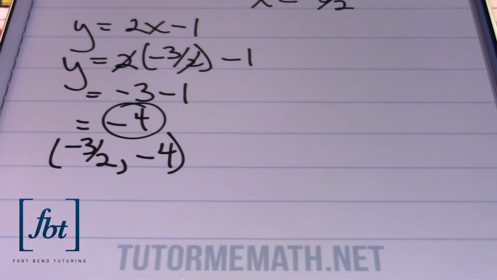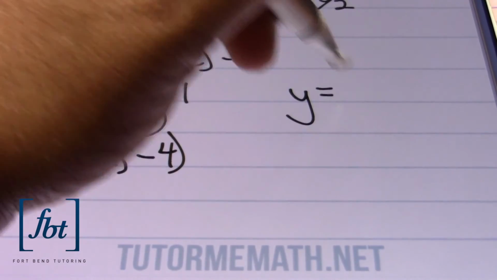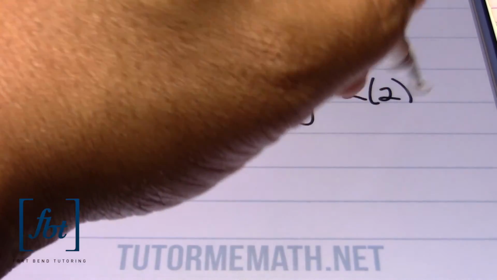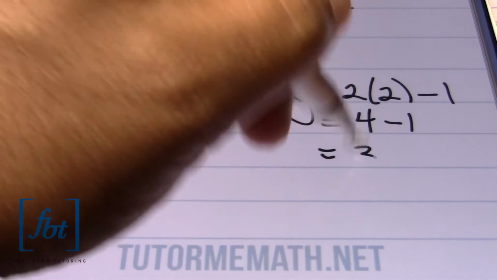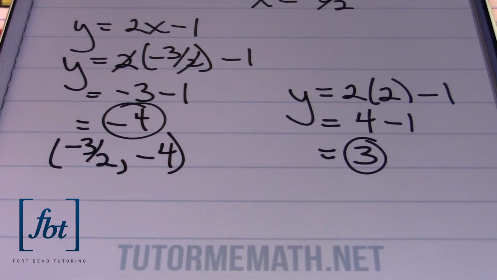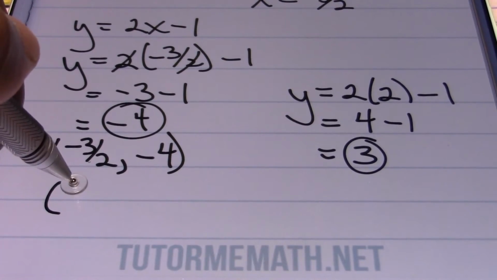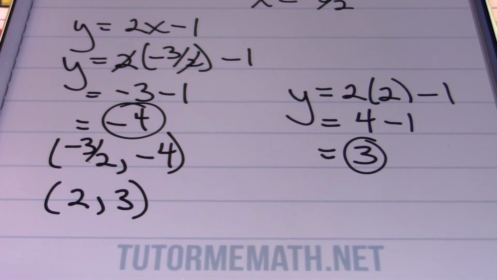Now let's plug in positive 2. So we'll have y equals 2 times 2 minus 1. This equals 4 minus 1, and that means that y may equal 3. So as a second point of intersection, we will end up with 2, 3. So these 2 points will be the 2 points that we'll need to verify in our original system.